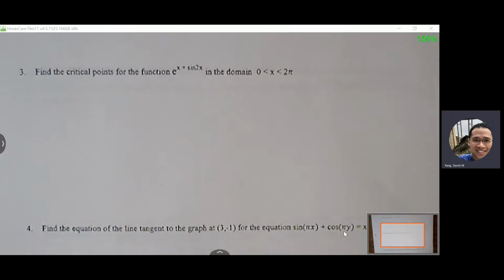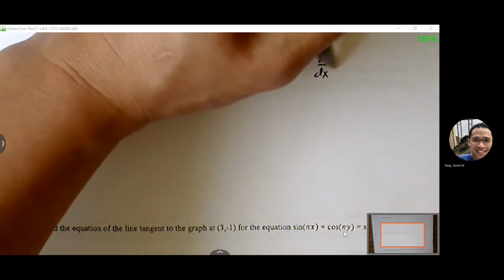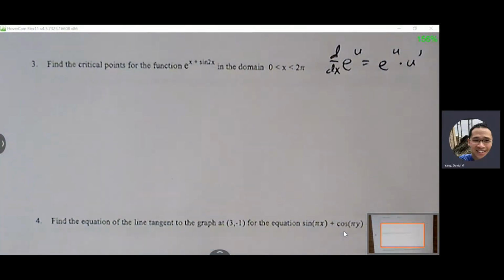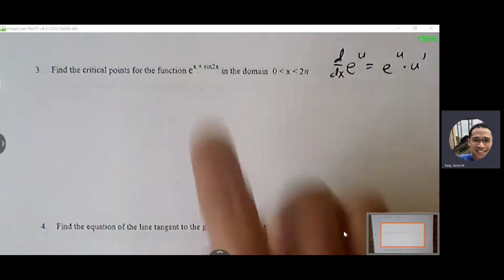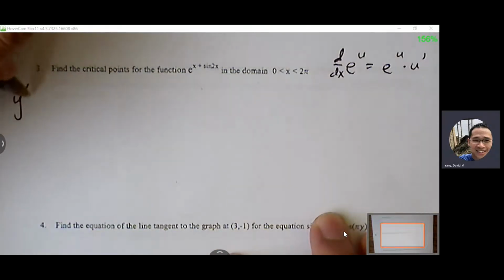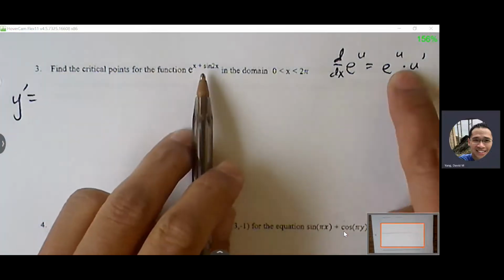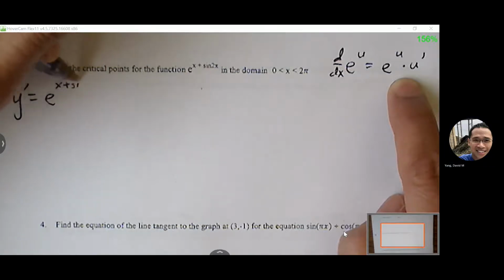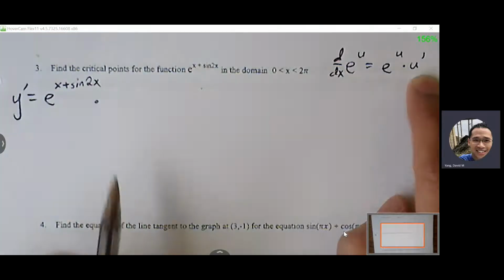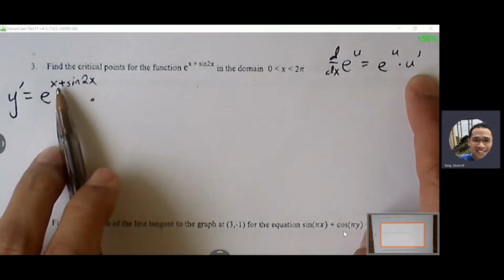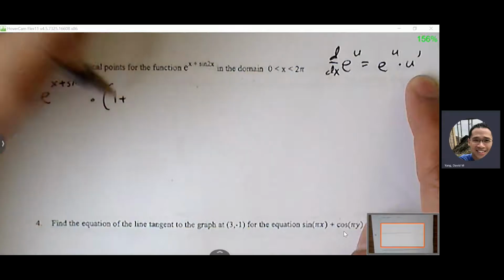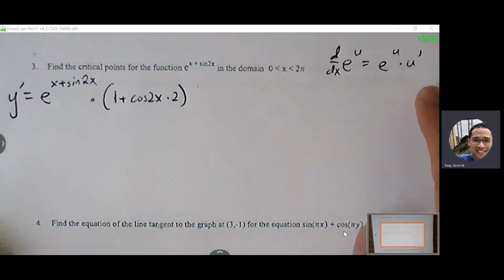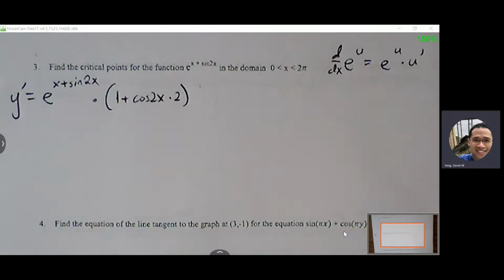So as a reminder, we have a rule for e to the u. It's e to the u times u prime. So we can apply that rule for this exponential function. So y prime is e to the exponent times u prime, the exponent's derivative. So x becomes 1. What does sine of 2x become? Times 2. Good. To find critical points, we set our derivative equal to 0.